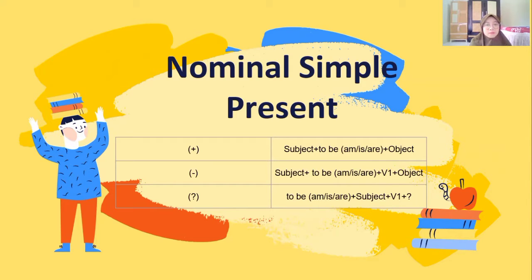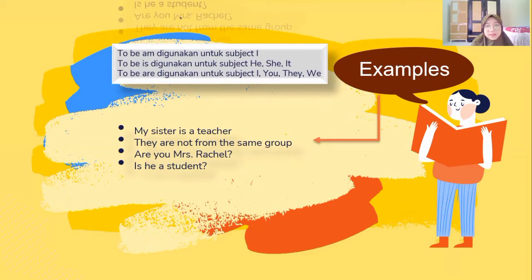Next. Untuk lebih jelas lagi bisa dilihat di sini. Untuk to be am digunakan untuk subjek I, and to be is digunakan untuk subjek he, she, dan it, and to be are digunakan untuk subjek you, they, and we. For example, my sister is a teacher. My sister itu maksudnya she. Jadi she itu menggunakan to be-nya is. Jadi di sini my sister is a teacher.